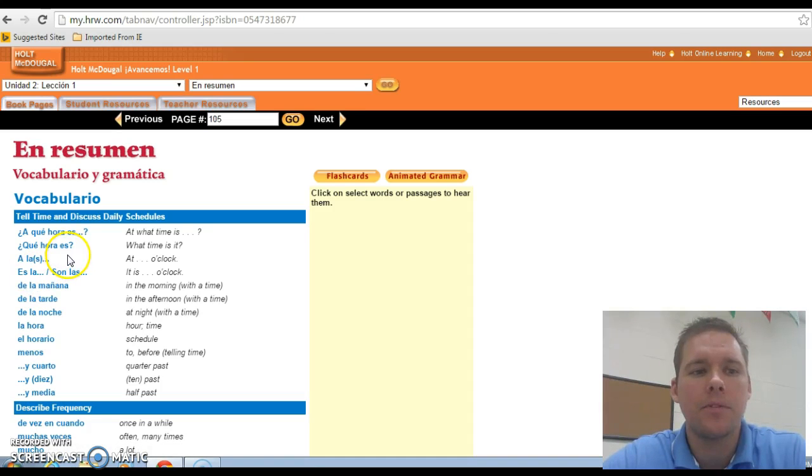Next one down. Two options here. You can either say a la, or a las. A las. That depends on if you're saying at 1 o'clock, a la una, or all the other hours, 2 through 12. A las dos would have to be a plural form of it. Las instead of la. Further down, you have es la, which is how you say it is when you're talking about the 1 o'clock hour. Es la una would be it is 1 o'clock.